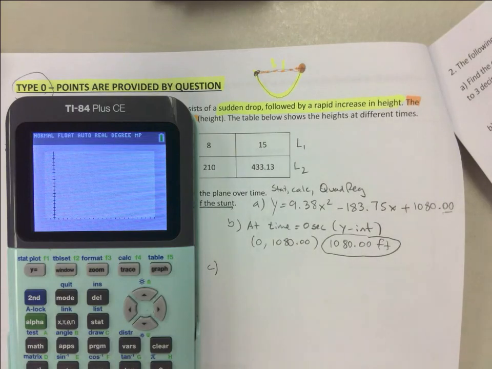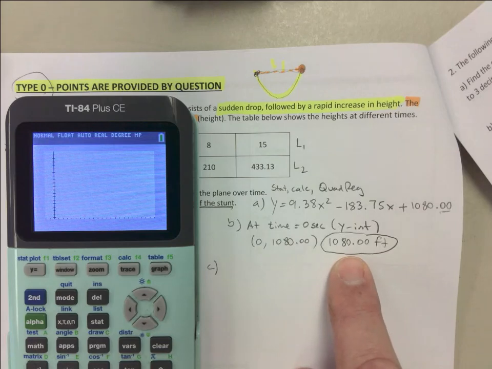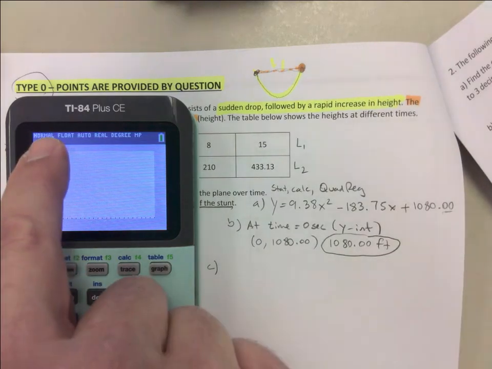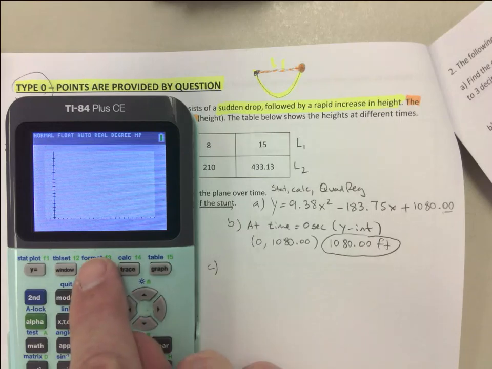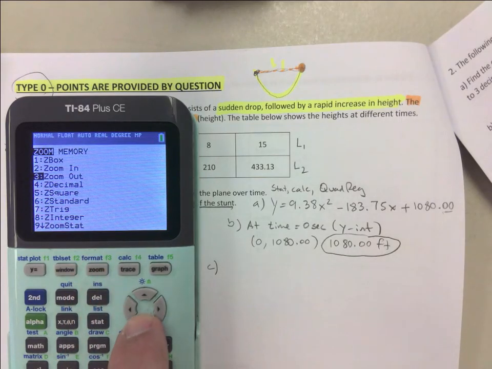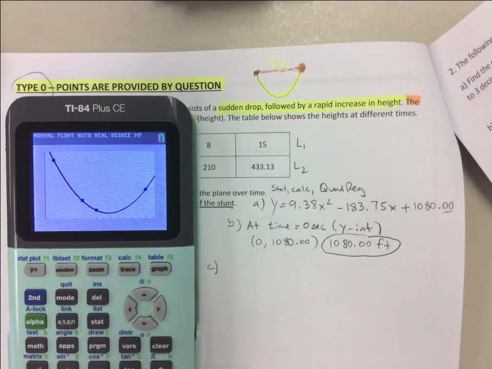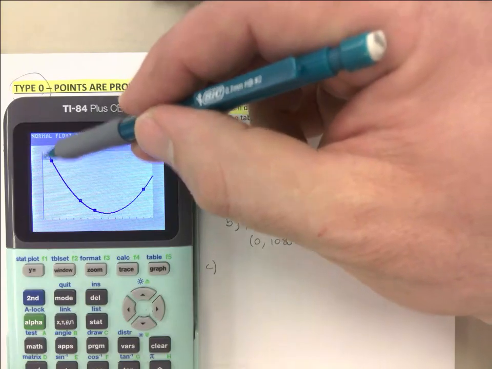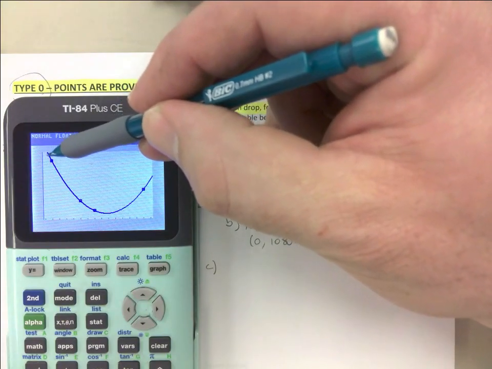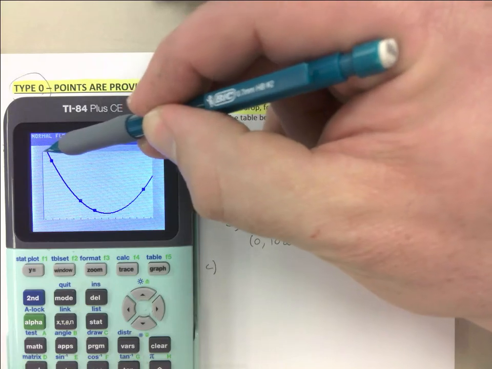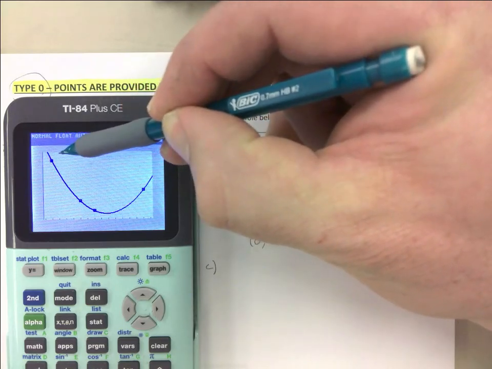I don't see a thing, which is normal because remember your y-intercept is 1,080. It's really high up the y-axis. So let's try zoom stat. I'm going to zoom into the points. It does a pretty good job. I still want to see the y-intercept here, so I'm going to chase the curve. I have to adjust the y-max for sure.